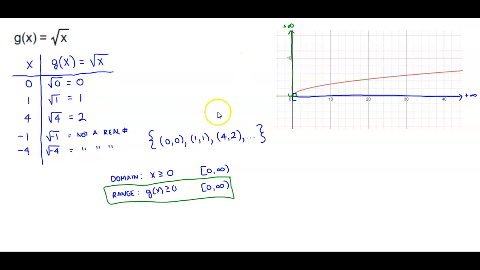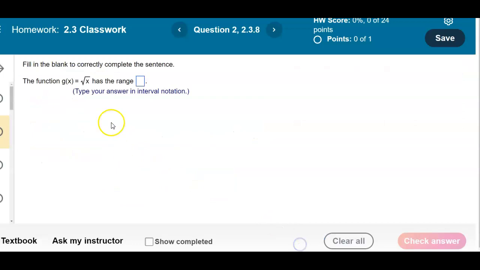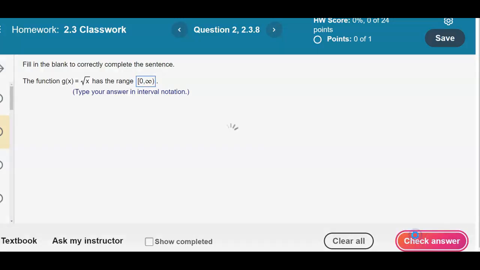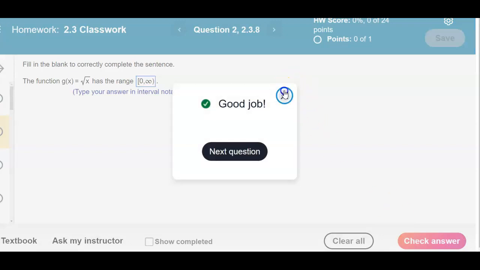Now let's go ahead and put in our answer. So we're going to put in bracket 0, comma, infinity with a parenthesis. Let's check our answer, and there is our result.